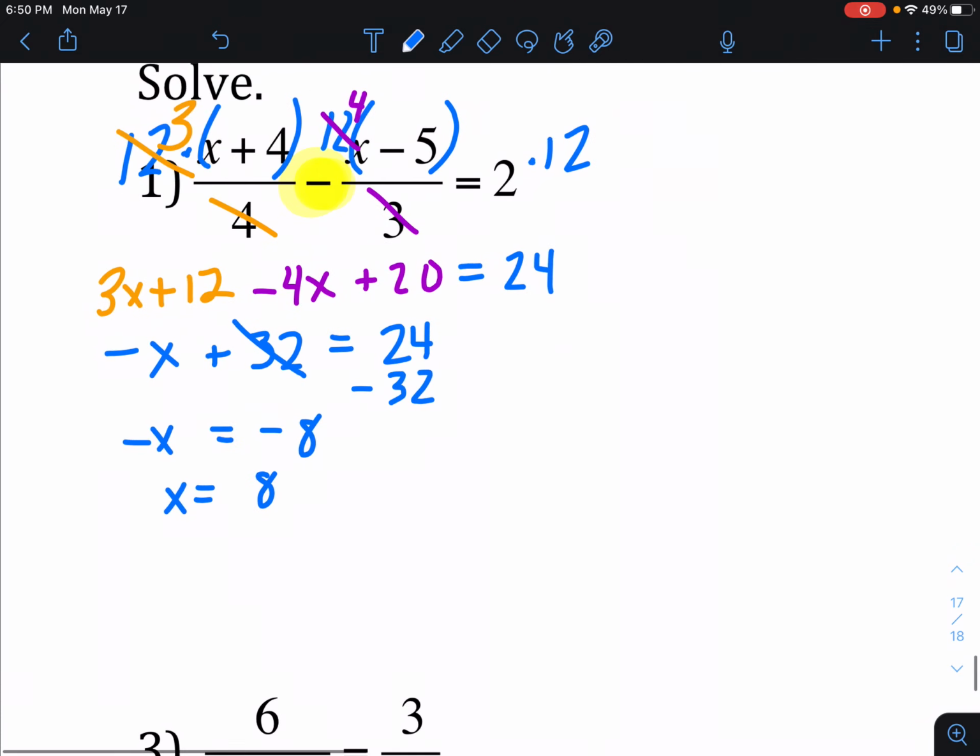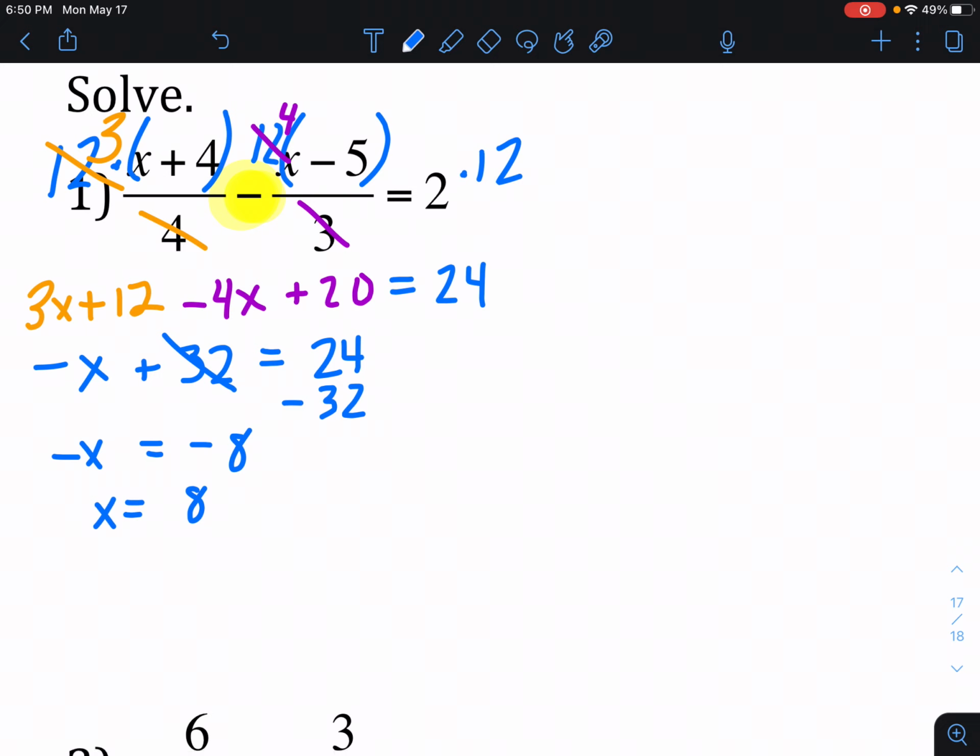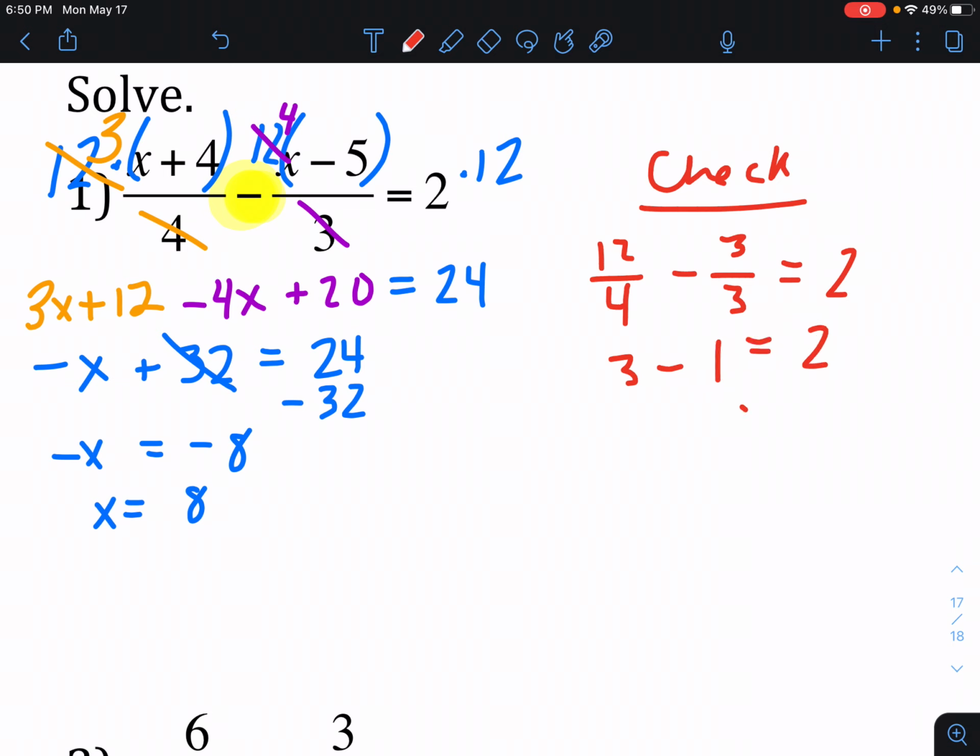Now we are going to check our solution here. On the test, I need to see your checks. If you do them on another sheet of paper, please make sure to also submit that sheet of paper. So first fraction, 8 plus 4 is 12 divided by 4. Minus 8 minus 5 is 3 divided by 3 equals 2. And that checks out okay. So 8 is in fact an answer.